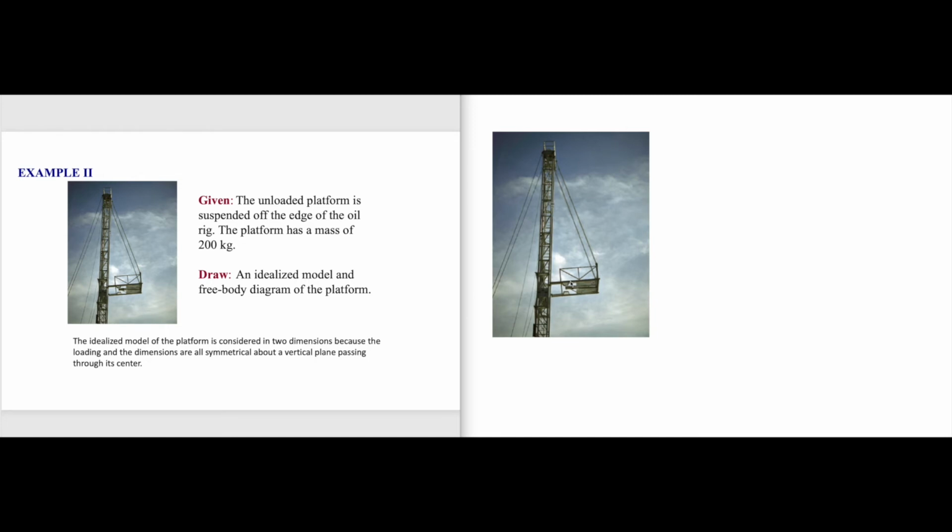Then the platform, how is the platform suspended? Now it's in equilibrium, right? If you look at this, there is the weight of the platform, and where does the weight act? The center of gravity. Assume that this is the center of gravity, and this is how the weight of the platform is. But what prevents the platform from falling down? So what is balancing the weight?